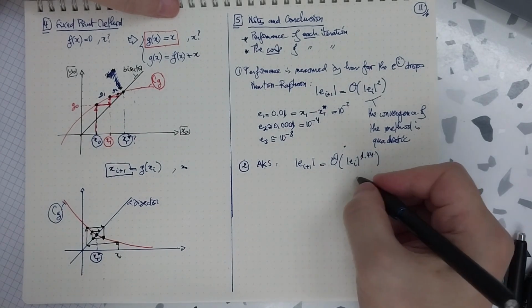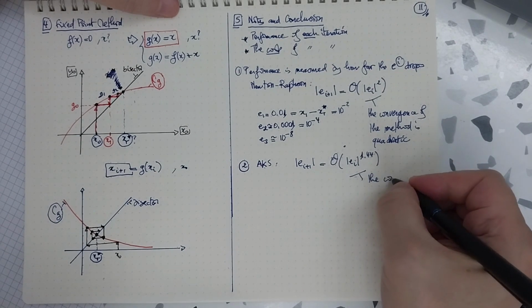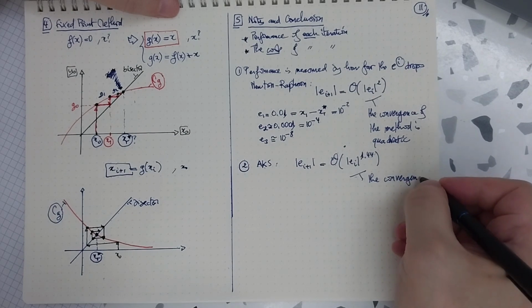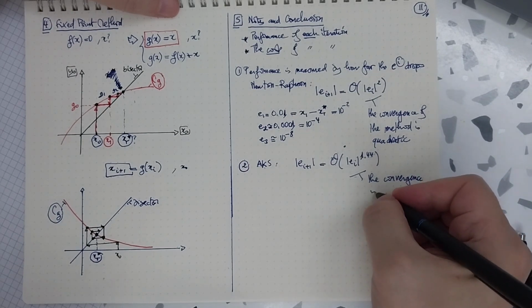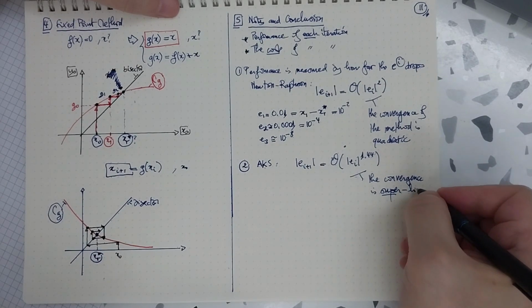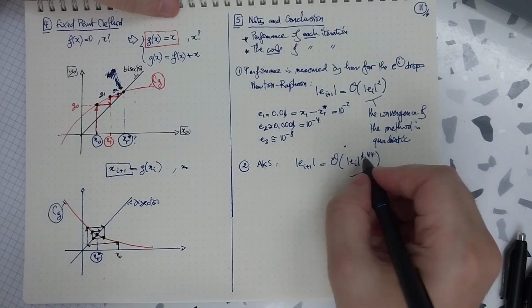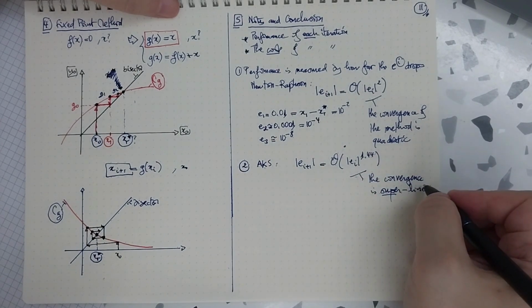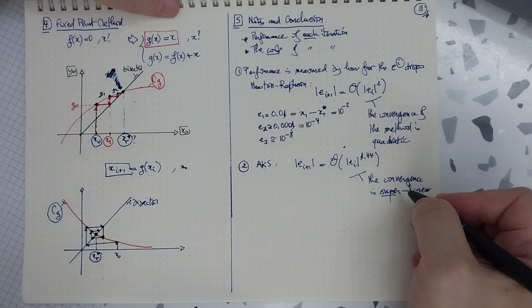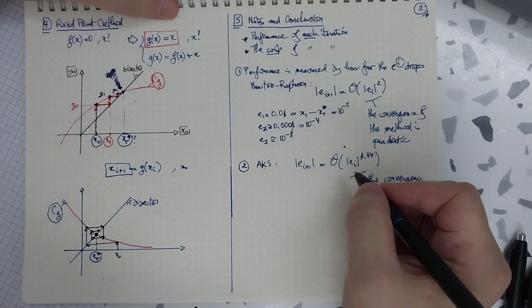And we call that superlinear. The convergence is superlinear. Superlinear normally is 1.5, but it is very close. So we call it the convergence is superlinear. So it's also a very, very fast technique.